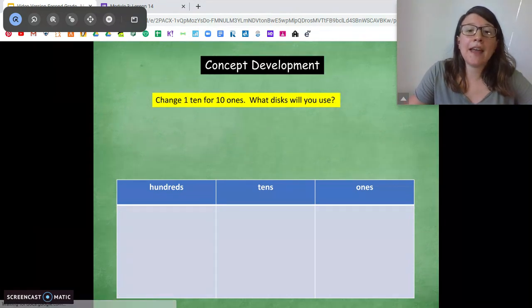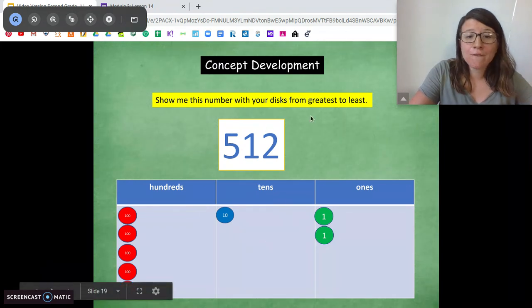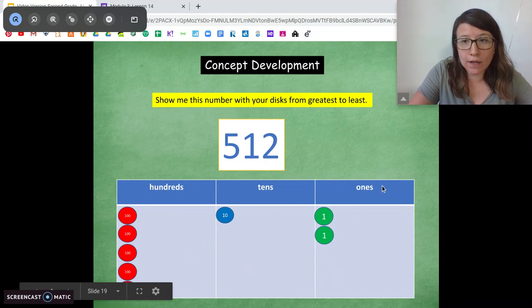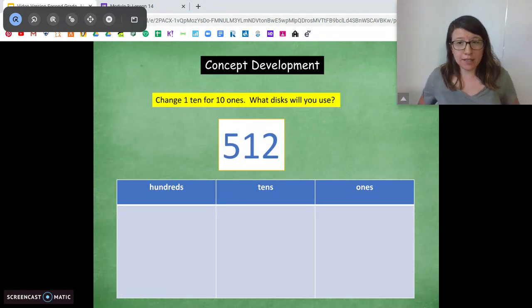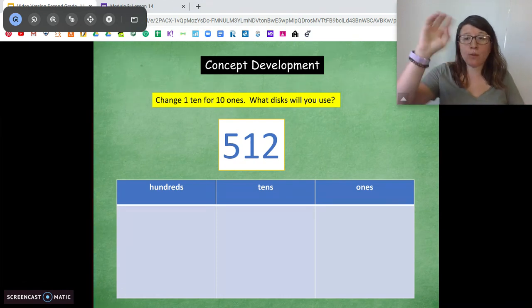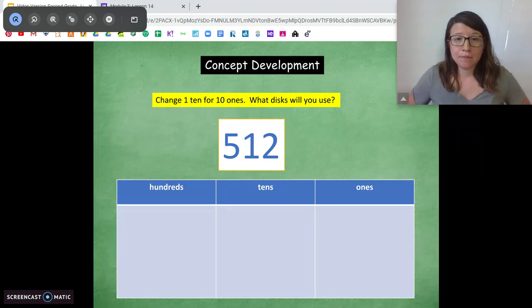Awesome work. Now, I want you to change this 1 ten right here for 10 ones. So this 1 ten we're taking away and we're moving in 10 ones. Okay, so take the tens place off, take that 1 ten off, move it over, add 10 ones. Show me what that looks like on your board. Okay, pause the video, take the ten away and exchange it for 10 ones. You're moving to the right this time. Okay, pause the video, come back when you're ready.